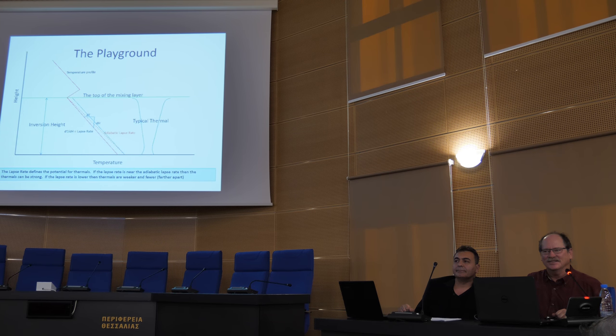This is a very simplistic chart of what I call the playground. And of course, thermals. What is a thermal? It's where the air gets warm. So we look at temperature, and then temperature versus altitude. If you grab a piece of air and lift it up in altitude, pressure goes down, so that little parcel of air expands, and when it expands, it cools down.